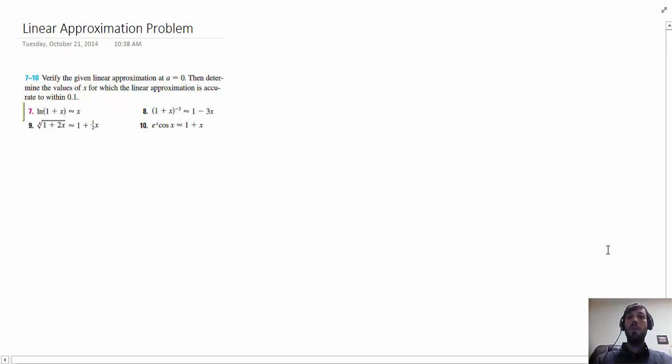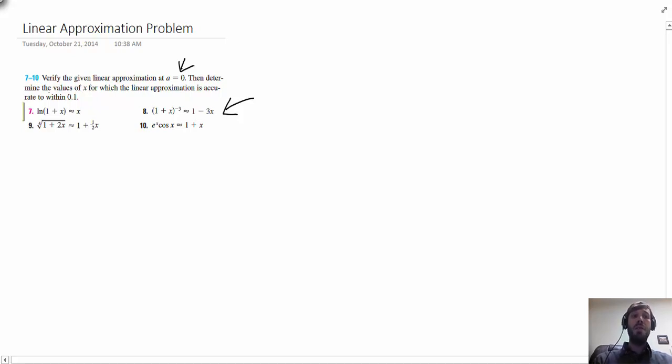So one of the homework problems for tonight's homework is asking to verify a given linear approximation about the reference point a equals 0, right? And then determine the values of x for which the linear approximation is accurate to within 0.1. On the homework, the problem was actually this one right here. To illustrate the procedures, we're going to do this one and then ask you to transfer that knowledge to the other situation.